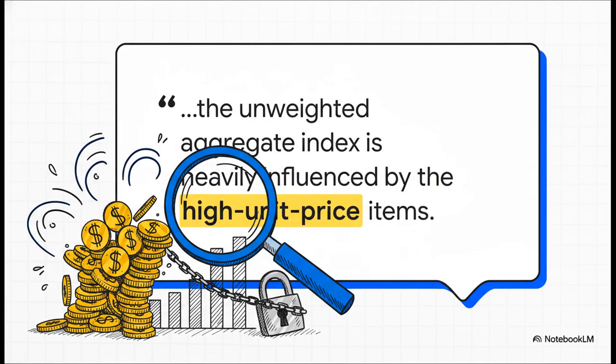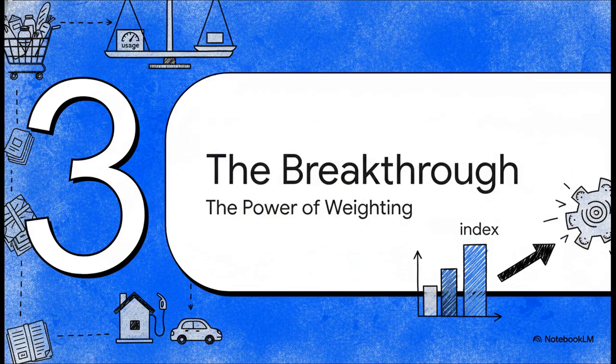And here's why it's so wrong. The problem is that huge $820 price tag for the insurance policy completely drowns out the price changes in everything else. It gives the insurance price way, way too much importance in our calculation. So the crucial insight here is that not all expenses are created equal in our budget. We have to find a way to account for how much we actually use each of these things. And this is the big breakthrough.